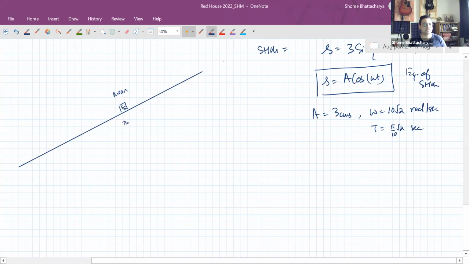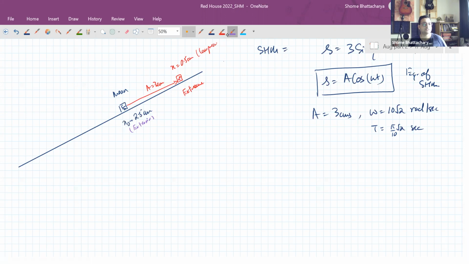at this position, the extension of the spring was how much? 2.5 centimeters. And this was one extreme position, where this is one amplitude of 3 centimeters. So here the spring has a compression of 0.5 centimeters. But there's a compression, whereas this is an extension. So as the block goes from this side to the other side, this is the other extreme. So it will be 3 centimeters below here now. So this is the other extreme.